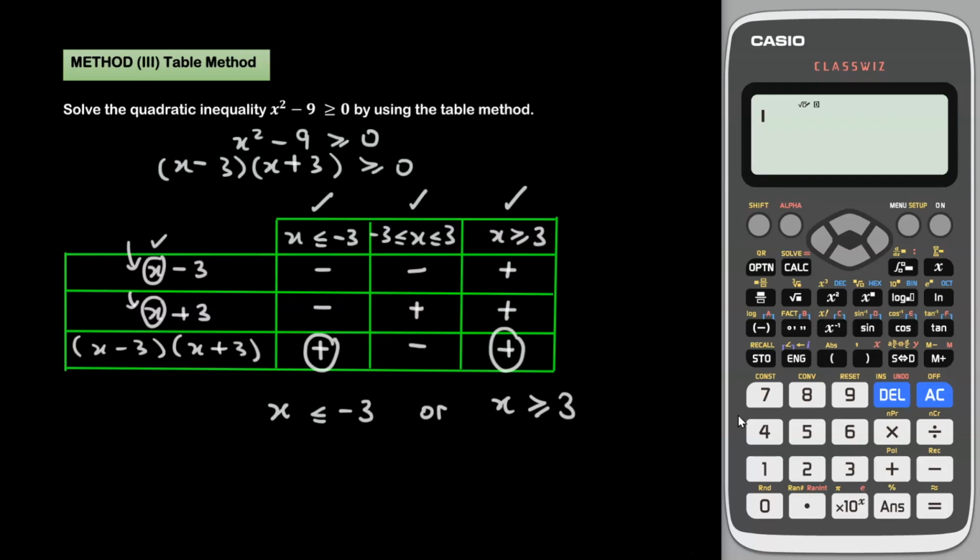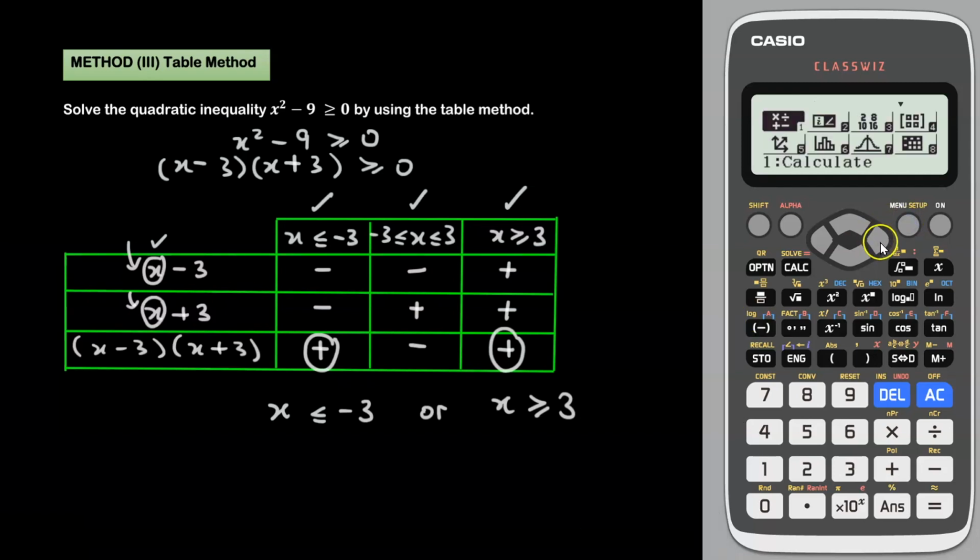Now we're going to double check our answer using the Casio ClassWiz calculator. Go to menu and then press right until we can see inequality. B, inequality. So we're going to press alpha and then B, which is next to the negative button here. Then the polynomial degree is 2 because the highest power is 2. Let's look at the question: x squared minus 9 more than or equals to 0. So this is option 3, because it's more than or equals to 0. So press 3, and then we're going to key in the values.